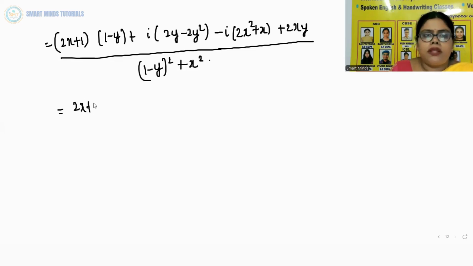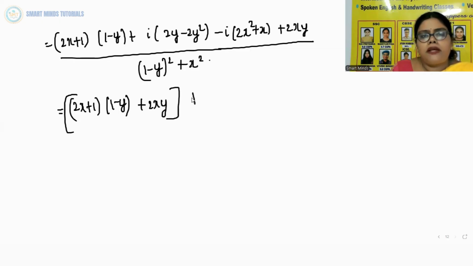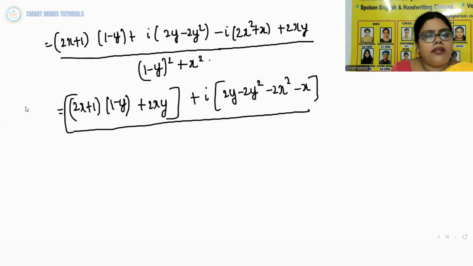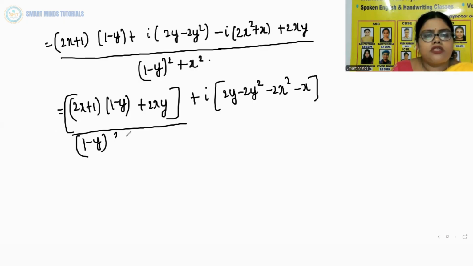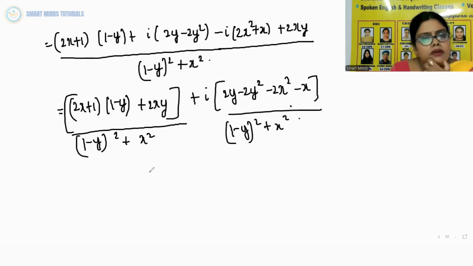So (2x plus 1) into (1 minus y), this is real part. Then 2xy is also real part. Plus i into, what is imaginary part? 2y minus 2y square minus 2x square minus x by. Now let us separate both of them individually, by (1 minus y) whole square plus x square, by (1 minus y) whole square plus x square. So here what is given to us in the question? Its imaginary part is minus 2, given.